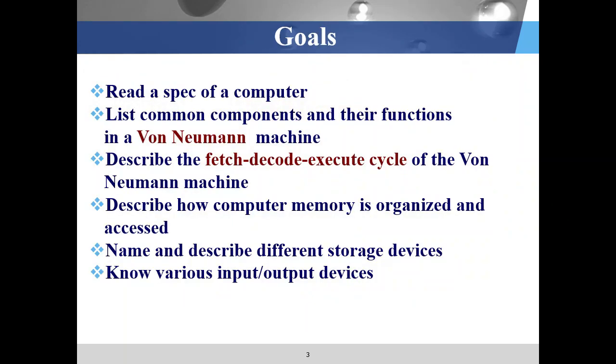After studying this lecture, you will be able to understand the specification of a computer. You're going to know the meaning of the parameters listed in the specification. You will also be able to list the common components and their functions in a von Neumann machine. You're going to understand what the fetch, decode, execute cycle is. And you're also going to know the memory and how to organize and access the main memory.